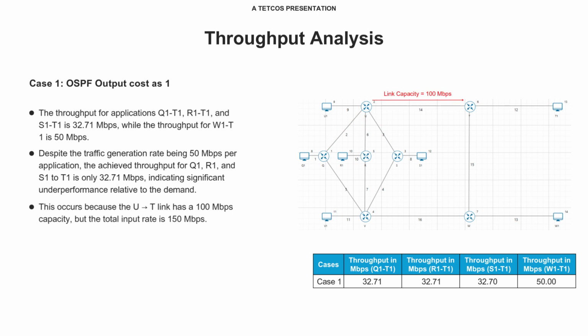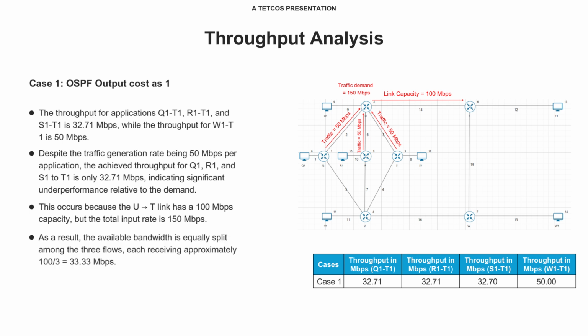This occurs because the link from U to T has a 100 megabits per second capacity, but the total input rate is 150 megabits per second. As a result, the available bandwidth is equally split among the 3 flows, each receiving approximately 33.33 megabits per second. To overcome this issue, the link weight configuration is optimized.